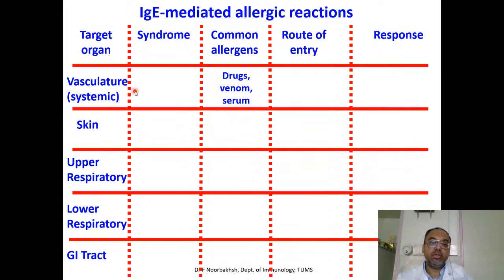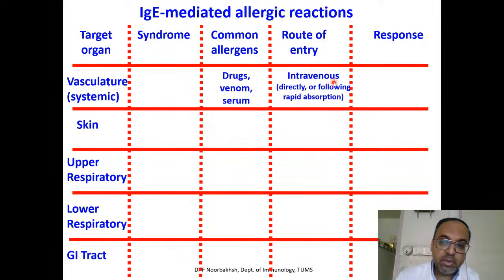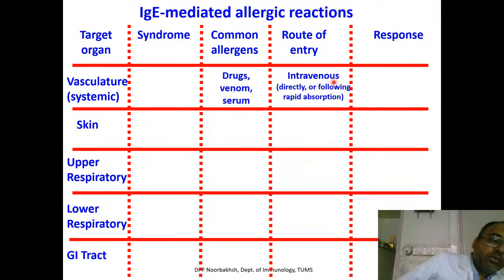So let's start from here. Sometimes the allergens are introduced in a systemic fashion. They enter our body through basically veins in an intravenous fashion. How can this happen? Well, one of the most common examples is when a person receives a drug in an intravenous manner, like intravenous injection of penicillin, for example.